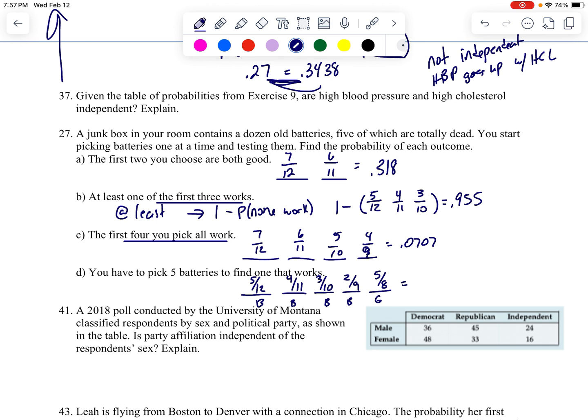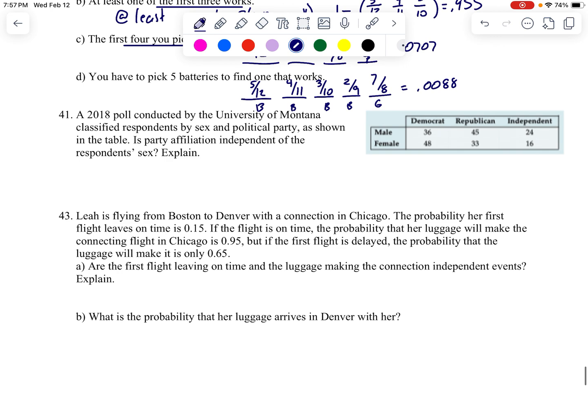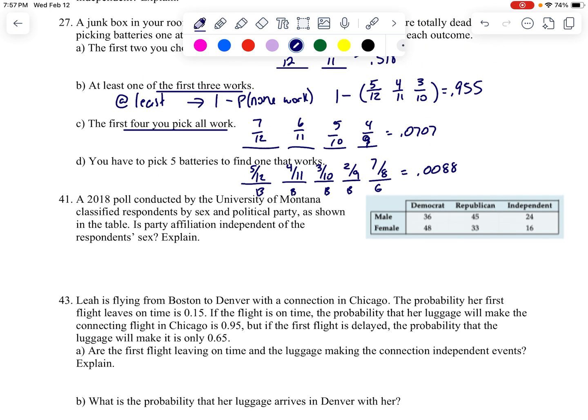Okay? Very high probability. And I'm wrong there. That's not 5 out of 8. There were 7 good batteries there, so actually we're talking about 7 out of 8. Okay? Again, that's a small chance that that's going to happen.